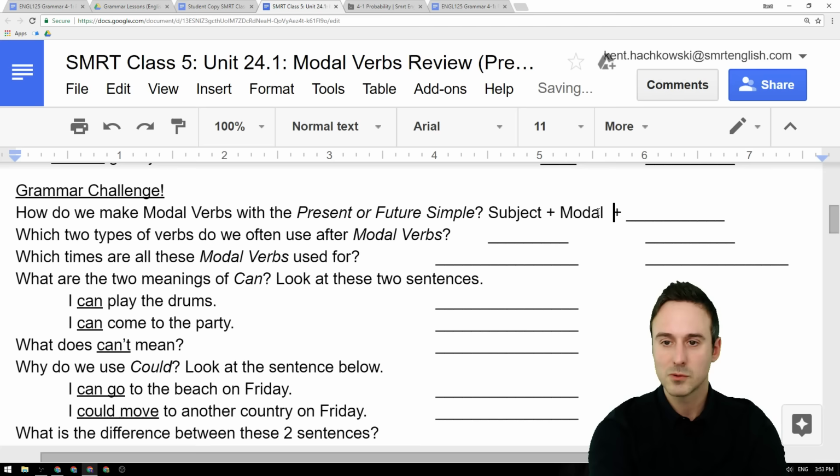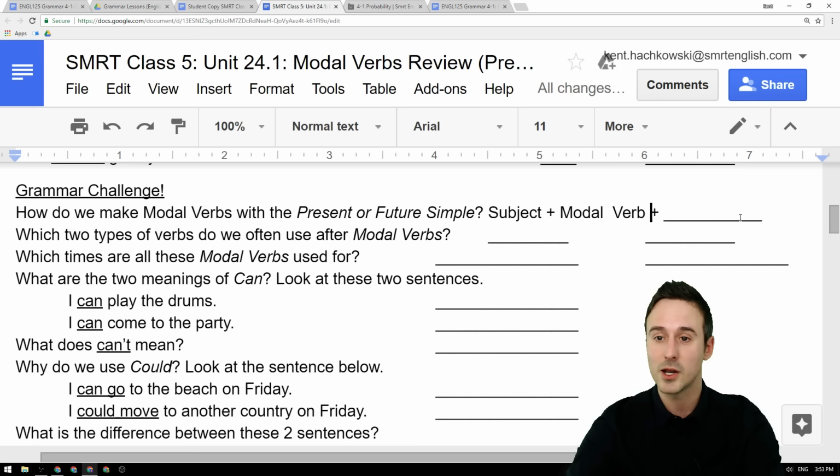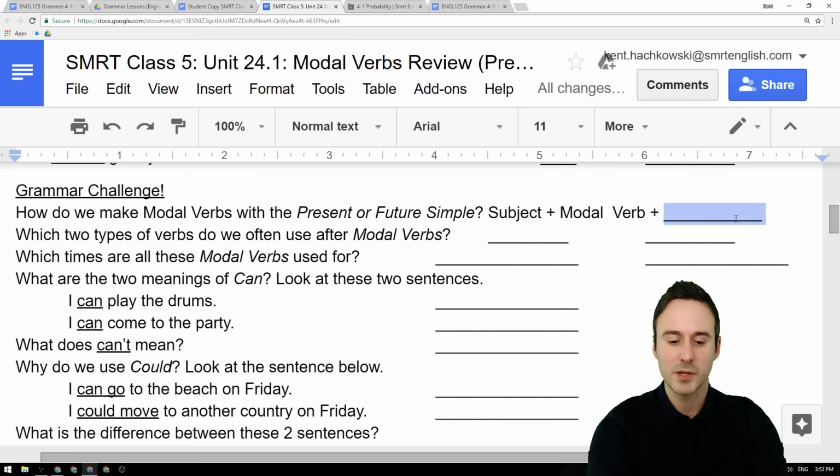So you're going to use might or may or must or any of those. Good. Mayran's got it already. Yeah, you got it. So modal verb plus your other verb. What can we call that verb? We can call it an infinitive verb.